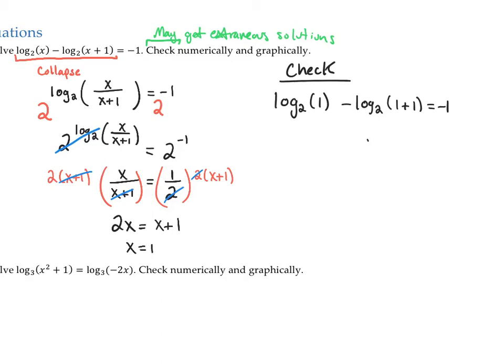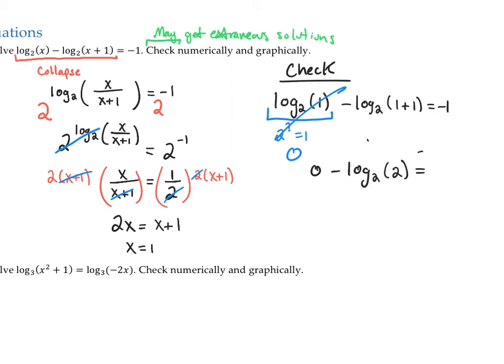Hopefully you have recognized by now that all logarithms have an x-intercept at 1. So this value is 0 because basically we're thinking 2 to the what equals 1. The answer is 0. So this is 0. So now I have 0, subtract log base 2 of 2.